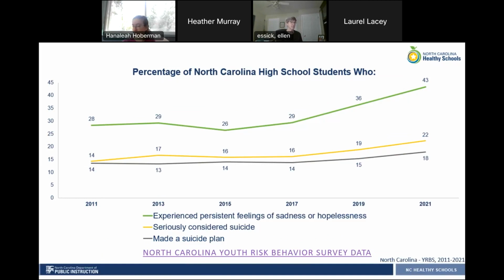We also saw an increase in the students who said they seriously considered suicide. That has gone up significantly, particularly since 2017. It stayed stable for a long time, and then we saw a real increase. And then the percentage of students who made a suicide plan has also gone up since 2017 significantly. So again, our numbers are mirroring the national averages. I wish they didn't, because that's a sad problem to have, but they are in line with a lot of what's going on nationally around the mental health of our students.